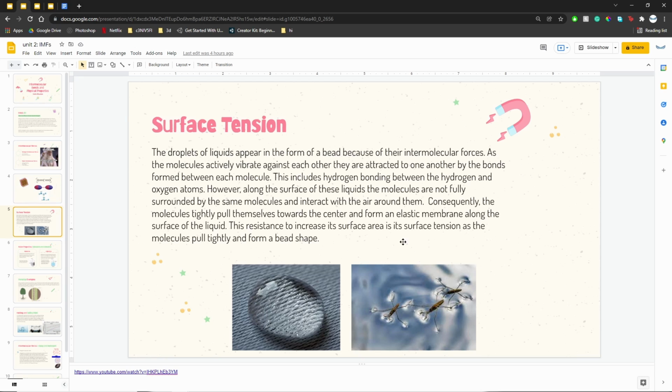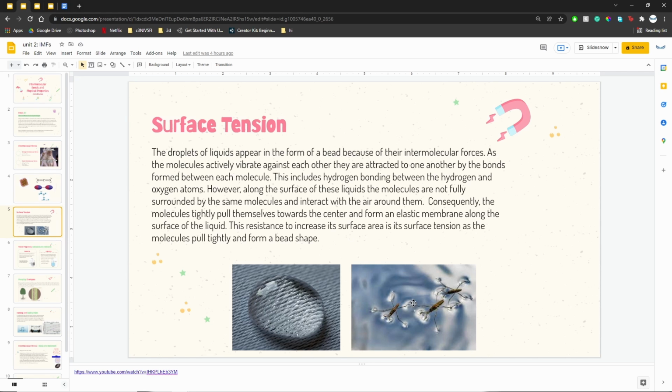What actually happens is it sort of forms like an elastic membrane. So it has tension, like a rubber band type of thing. The resistance to increase the surface area is the surface tension, as the molecules pull tightly to form a bead shape. That's the main thing.